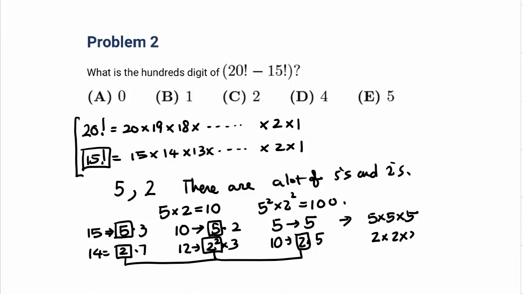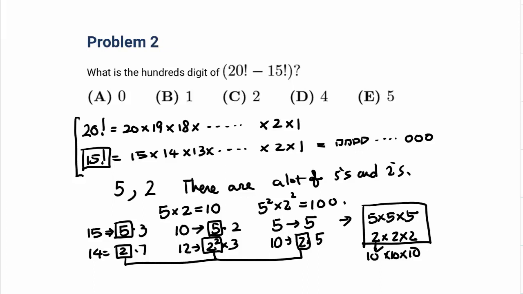That's enough. So when you multiply, each pair makes 10, 10, 10. So this number, 15 factorial, there are many numbers over here, and it's going to end with 30. That's it.